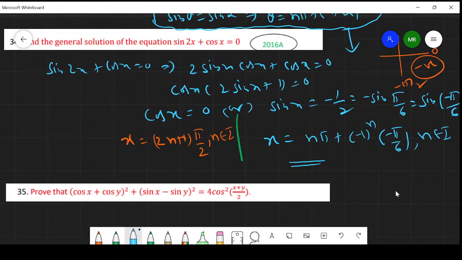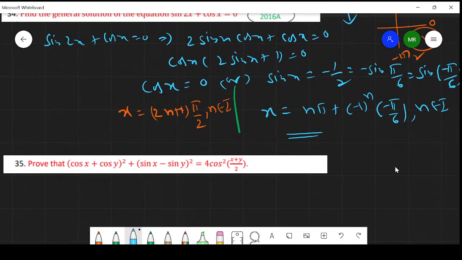These are 3 marks problems. They may ask this problem for 3 marks. Now I will explain the next problem.